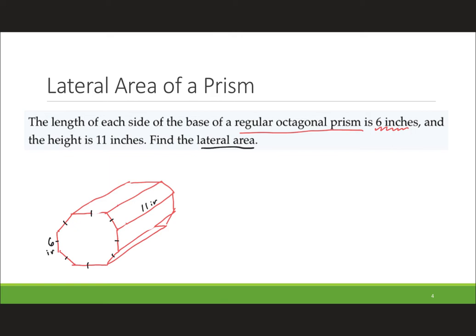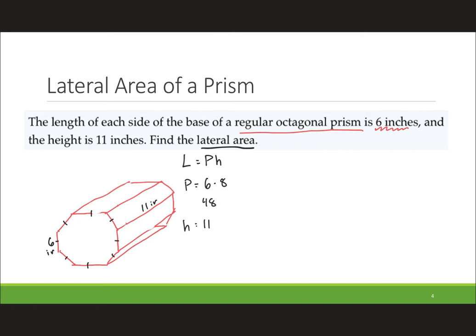Now we need to find the lateral area. Now the lateral area, as a reminder from the last slide, is equal to the perimeter times the height. Okay, so first off, we've got to find all of our pieces. Our first piece is the perimeter. Now this one's rather easy because they give us our pieces, but as we discovered last chapter, sometimes you might need to find your pieces. But in this case, we have 6 times 8, or the number of side lengths, and that gets us 48. Lastly, our height we know to be 11 inches.